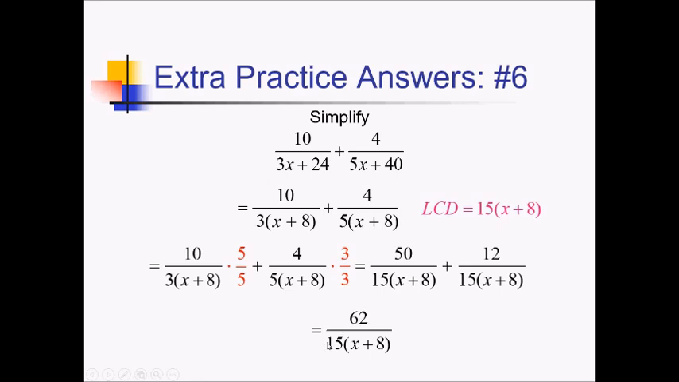Can I reduce this at all? I should always double check. Well, 62, it's not divisible by 3 or 5, and that was really it for interacting with the 15. So it looks like this is fully simplified.